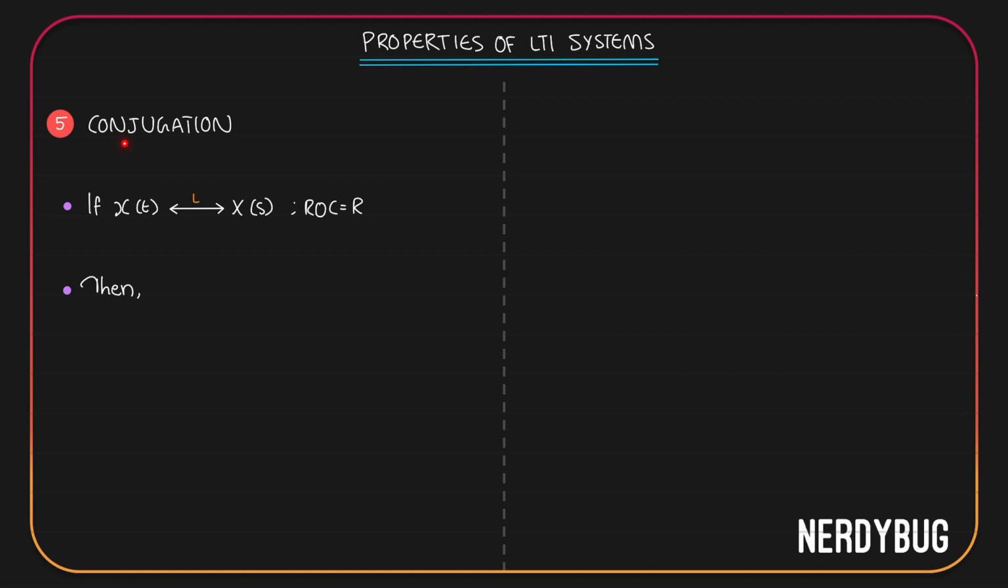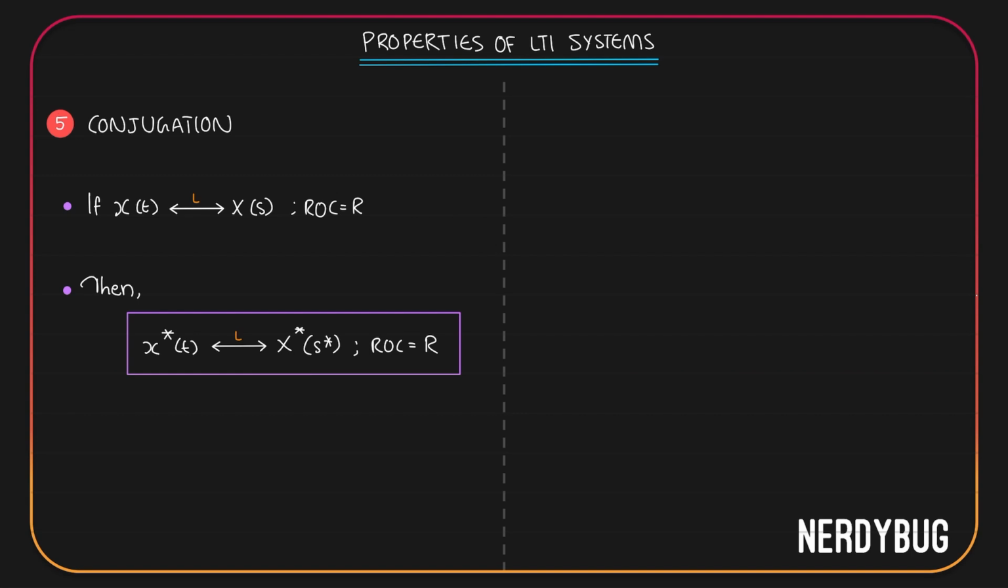Our next property is conjugation. If we have a signal x of t whose Laplace transform is x of s and it converges for R, then according to this property, Laplace transform of x conjugate of t will be x conjugate of s conjugate, and ROC is going to be R itself. Let's try to prove this.